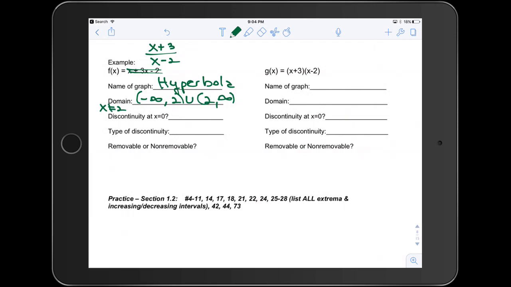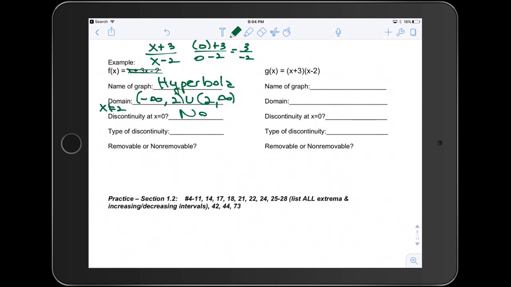Discontinuity at 0, at x equals 0. That's a weird question. What that means is if you plug 0 in for x, you end up with 0 plus 3 over 0 minus 2. You end up with 3 over negative 2. Is it undefined, or is there a problem there? And the answer is no. So we're okay there. So that's what that problem means.